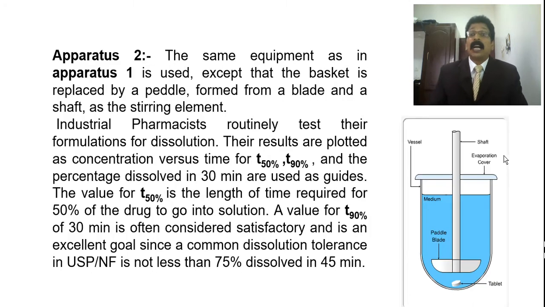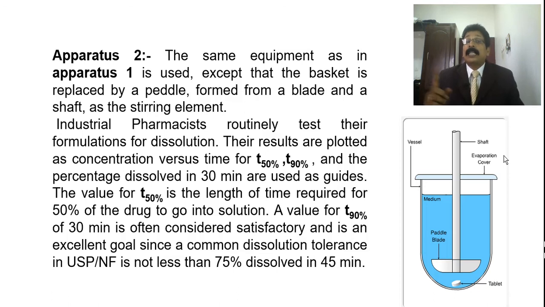And the apparatus 2 uses the same equipment as apparatus 1. The only thing is the basket is replaced by a paddle. You can see in the picture the paddle blade, and also how the shaft is fixed. The medium will be poured there, and you can keep the tablet down inside, at the bottom near the paddle.